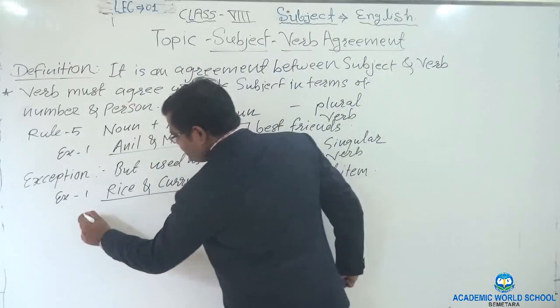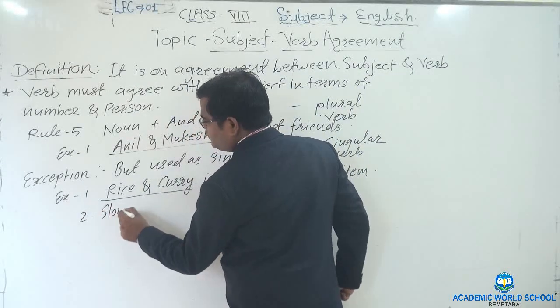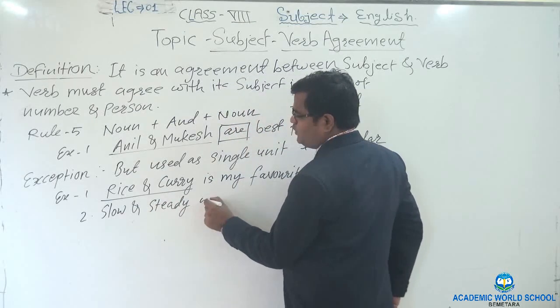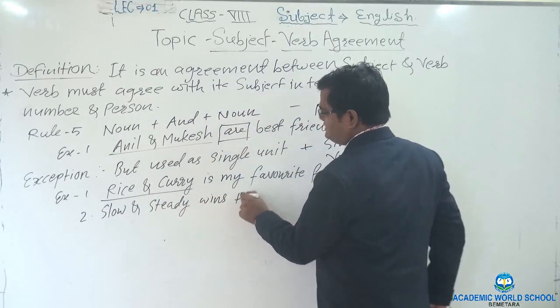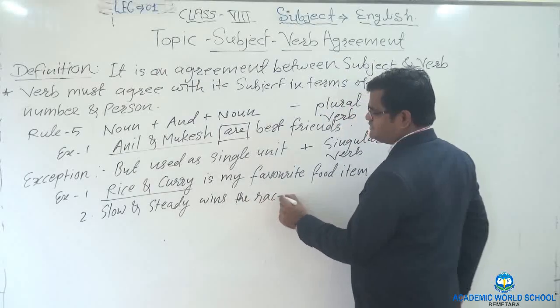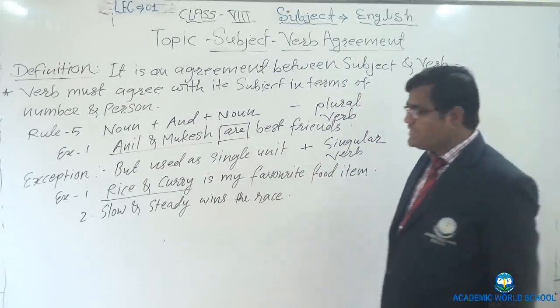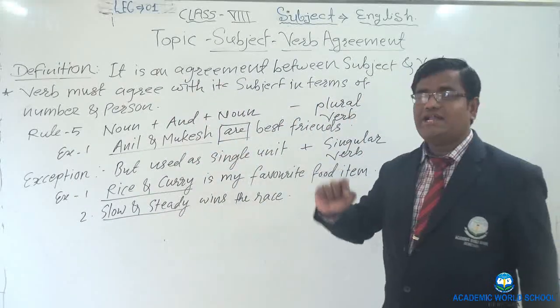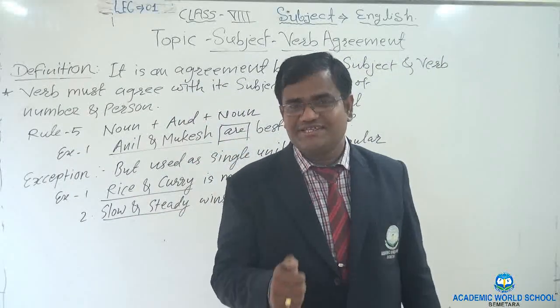Now let's see one more example. Slow and steady wins the race. Slow and steady. Again, I have two subjects, but they are used as a single unit in a sentence.